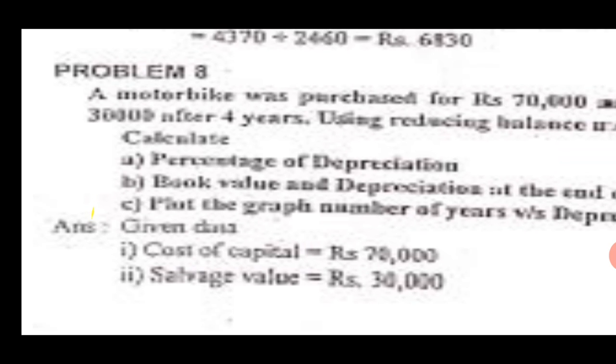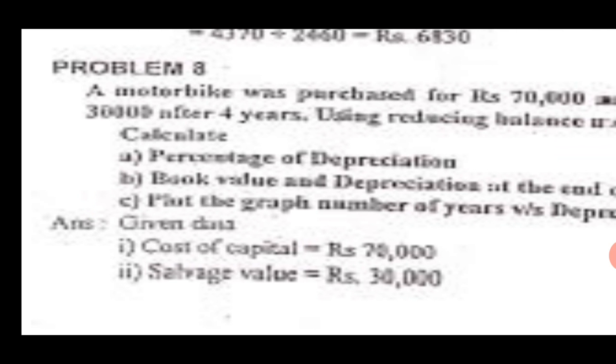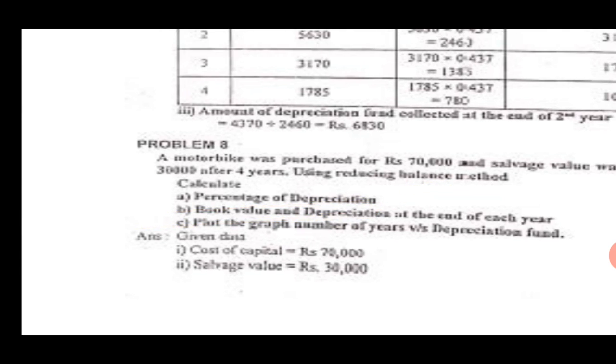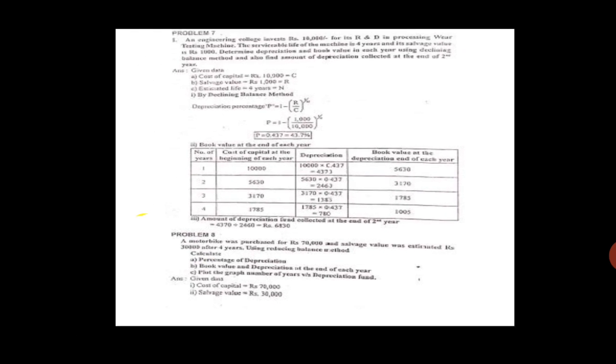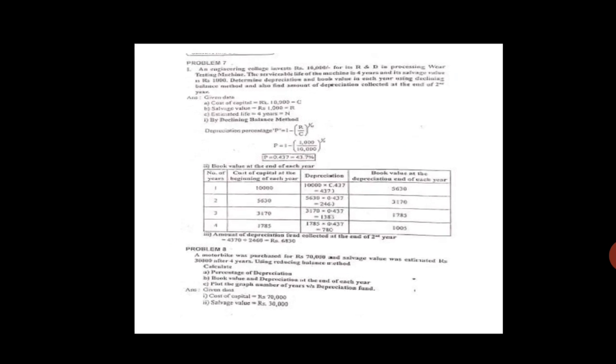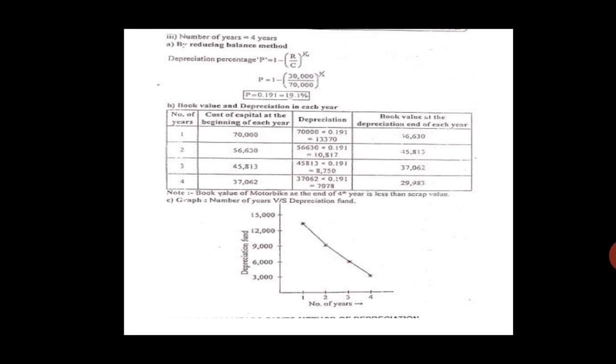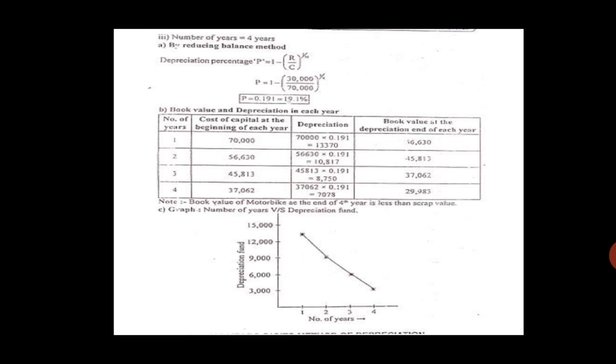So simple it is. The given data is cost of capital is 70,000 rupees and the salvage value is 30,000 rupees. So number of years n is equal to 4. The reducing balance method formula is depreciation percentage is 1 minus r by c, that whole raised to 1 by n. So 1 minus 30,000 divided by 70,000 raised to 1 by 4, you get 0.191. That is 19% is the depreciation annually.